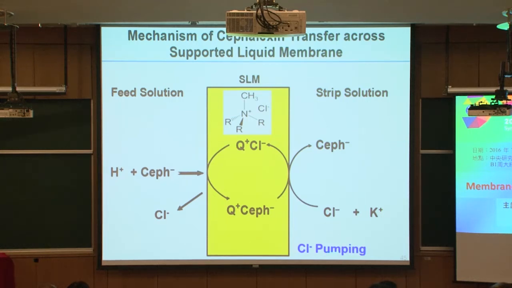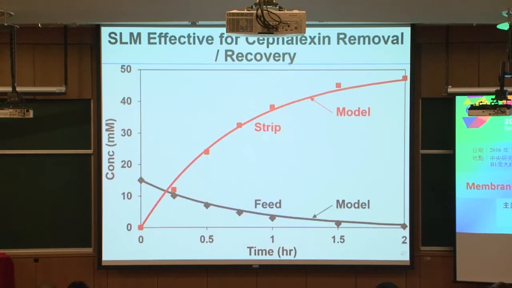So essentially we are using chloride ion pumping to drive the separation, to extract sulforection from the fermentation broth into the strip solution. Then we can separate it from the fermentation broth. The strip solution concentration will increase with time, while the feed solution is reduced, and the concentration will be much higher. And this agrees with our model prediction very well.